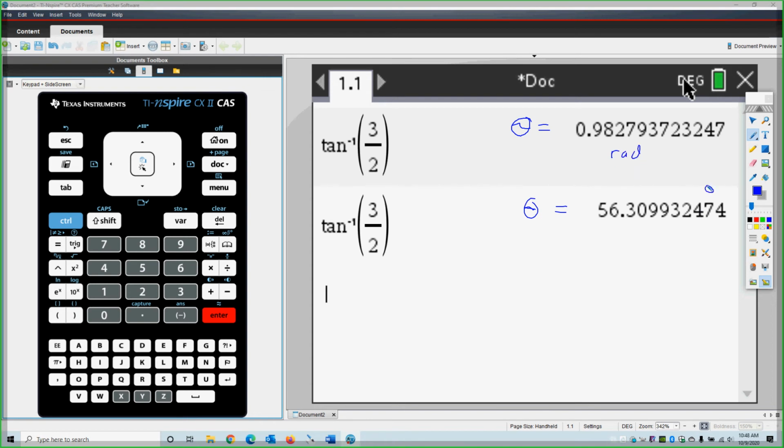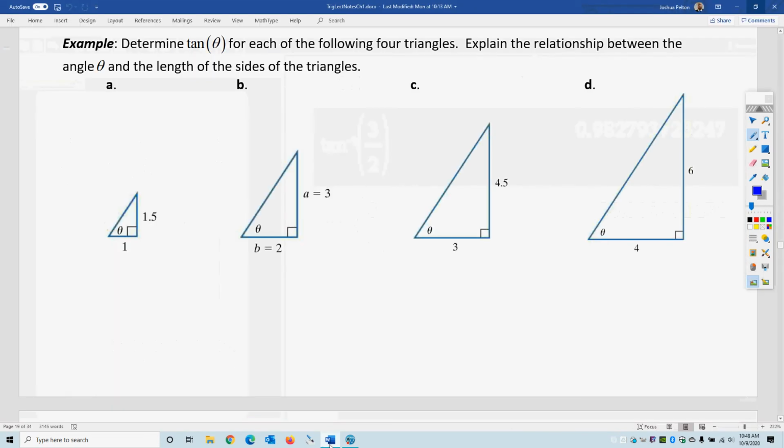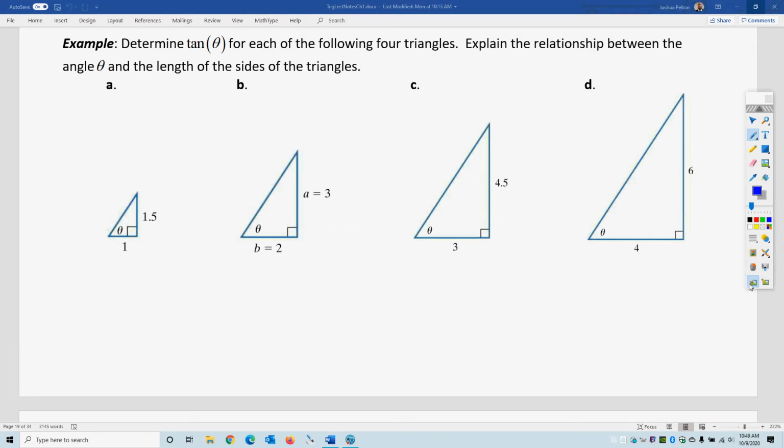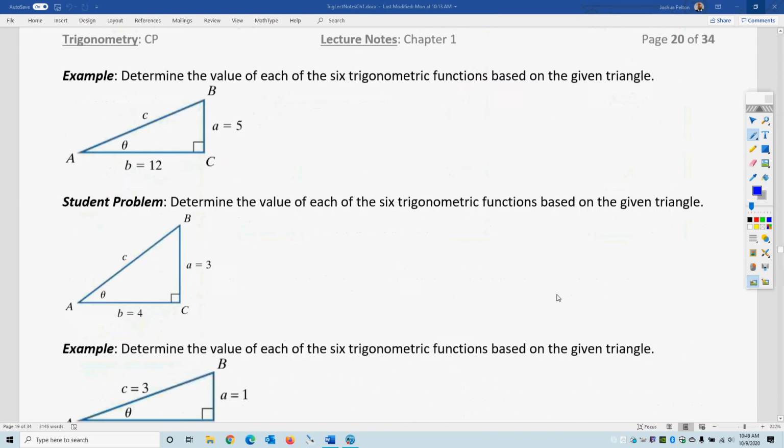Okay? So what we're seeing here from the notes is these are all equivalent triangles, so it does not matter how far you extend these sides. The theta angle is always the same. The ratio just scales up, but to an equivalent ratio of sides. And that's true of sine, tangent, cotangent, or any of the trig functions. Okay, let's go to the next page.